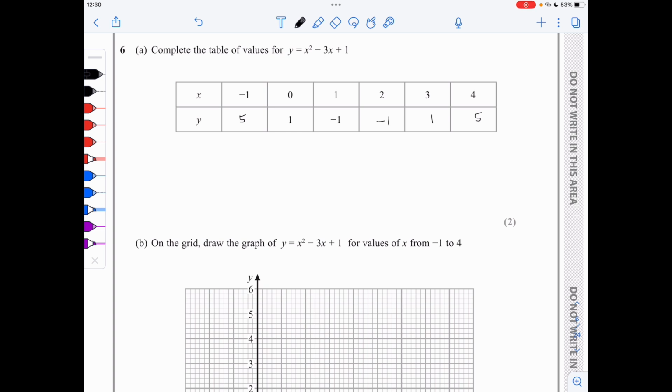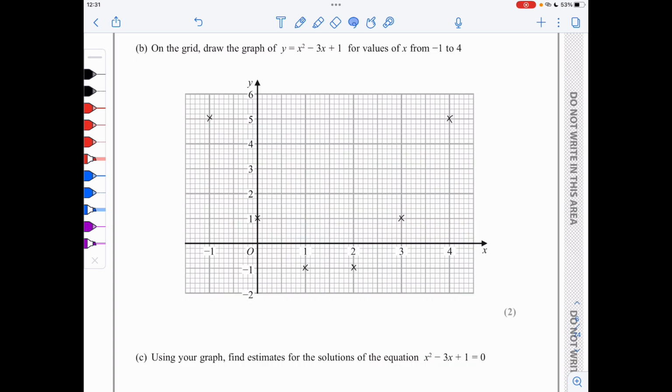And therefore, I can proceed into plotting the points and joining them with a smooth curve to see the graph of this quadratic. So there it is. We have plotted the points. We join them with a smooth curve. This is the graph of y is x squared minus 3x plus 1.